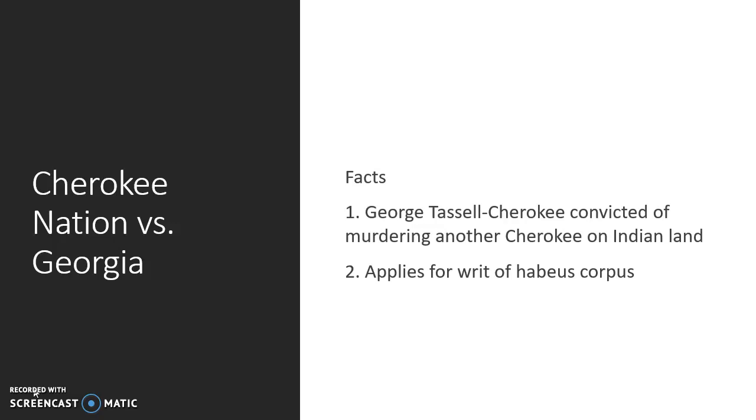Some facts of the case: George Tassel, he was a Cherokee convicted of murdering another Cherokee on Indian land. He is taken to court by the state of Georgia and tried within the state of Georgia. He is charged and convicted with murdering another Cherokee, and he has been tried by Georgia instead of the Cherokee Nation. Cherokee Nation says, no, we have laws. It's an Indian who murdered another Indian, and he should be able to come to tribal court. So what happens is George Tassel applies for a writ of habeas corpus from the Supreme Court.